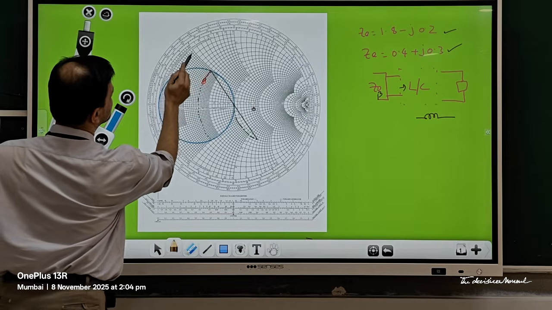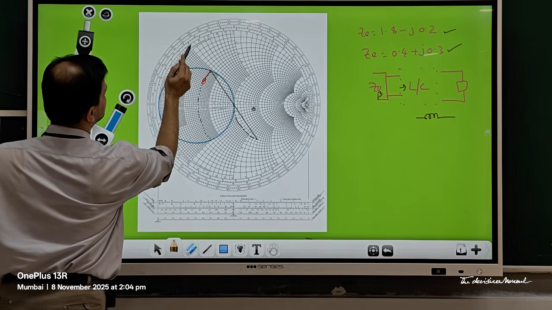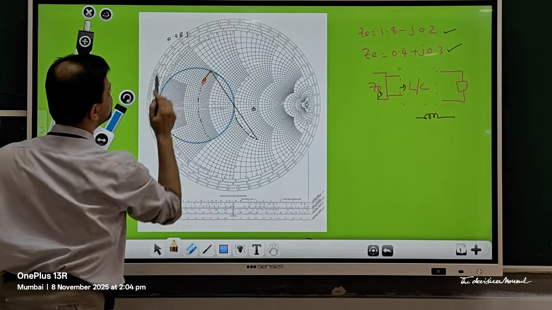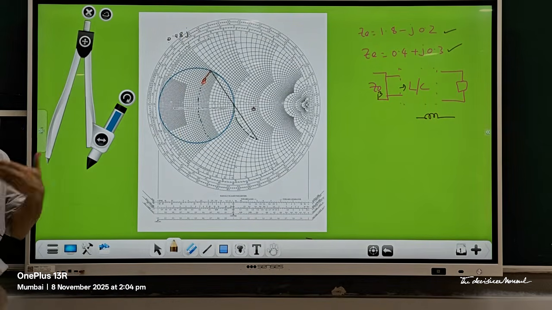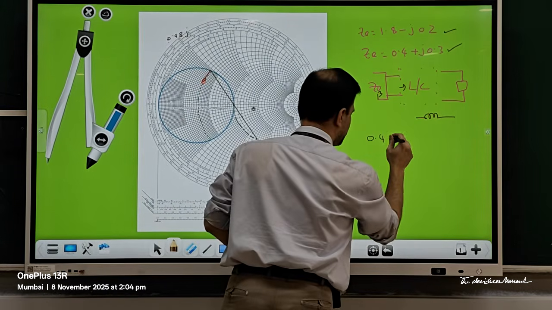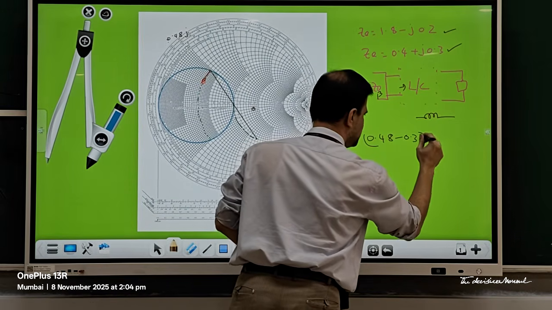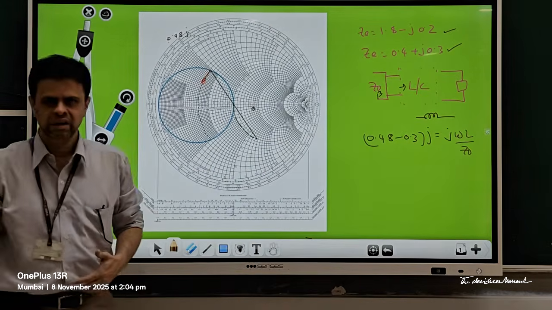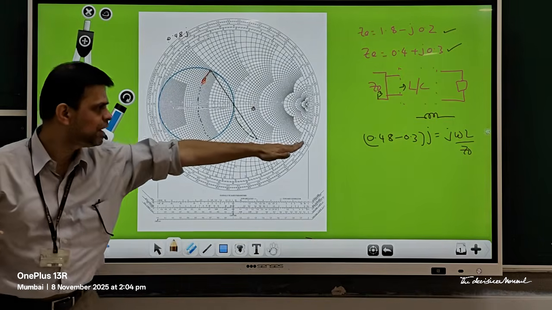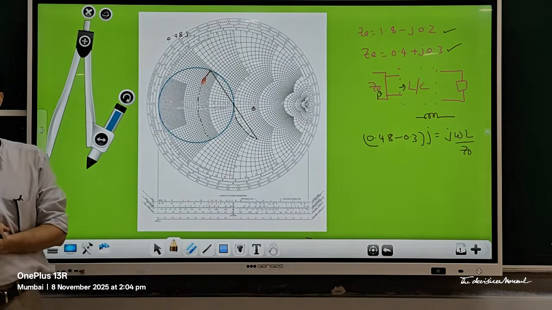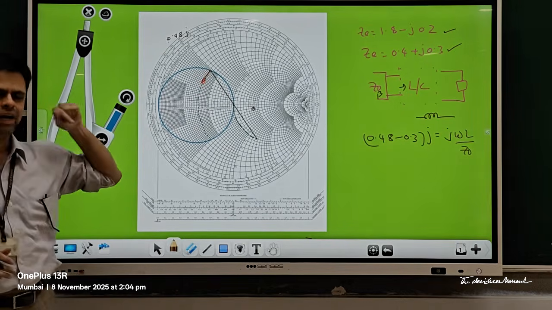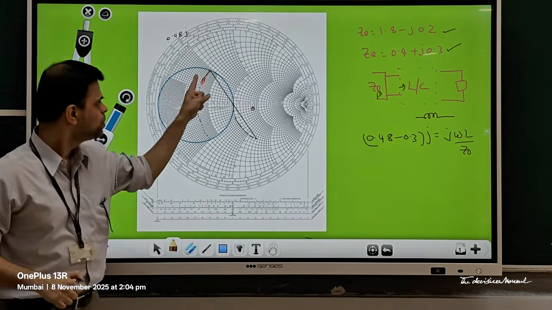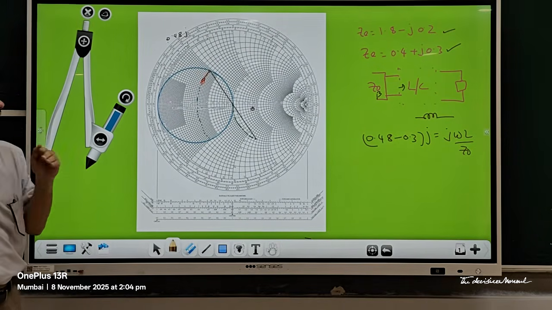So what is the final impedance expected over here? It is 0.48J, because this point I am talking about is 0.48J. So how much inductor am I adding? It is basically 0.48J minus 0.3J is equal to J omega L by Z naught. Remember, it's a normalized value. So that is the value of the inductor which I am going to add in series, so that I will move up along the constant R circle and reach the G1 circle. So this is the point where I have reached. I have added an inductor in series.